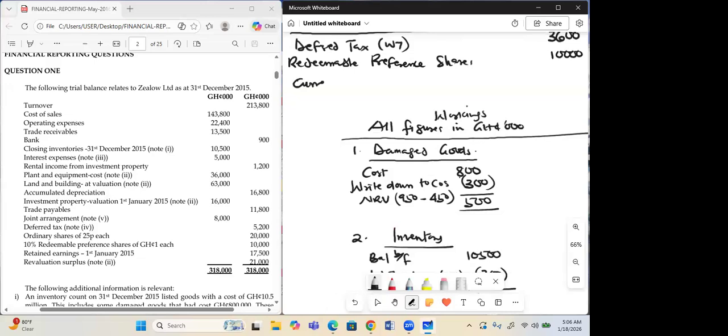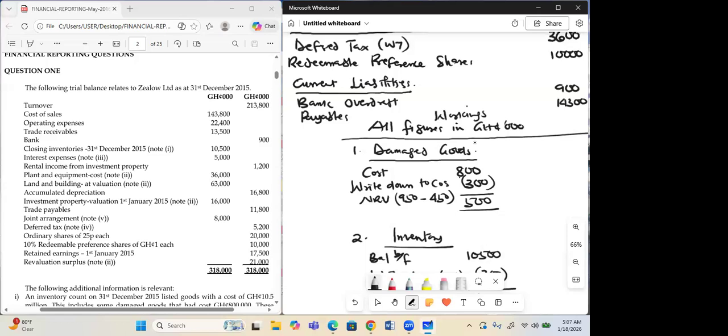Current liabilities. Yeah, so the bank you have there is a bank overdraft, right? So put it there as bank overdraft. How much is the bank overdraft? 900. Then payables. Payables, you did it in the last workings. How much is it giving you? 14,300.